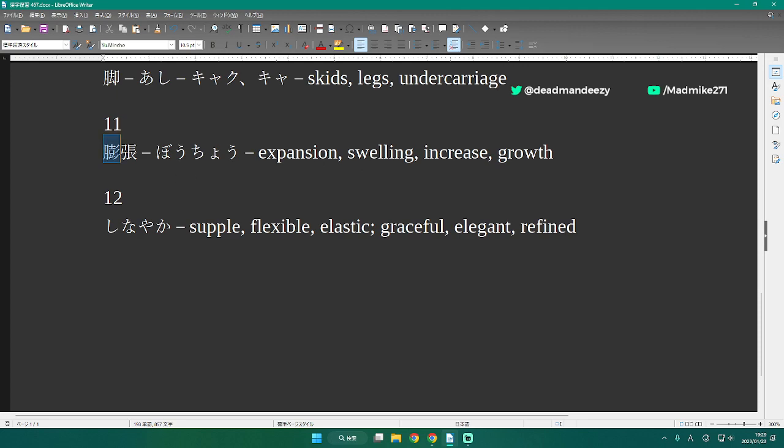Bo on the left side for swelling or expanding, and cho on the right side for lengthening or pulling out. So bocho is expanding and stretching out, or expansion, swelling, increase, and growth. Bocho is expansion, swelling, increase, or growth.